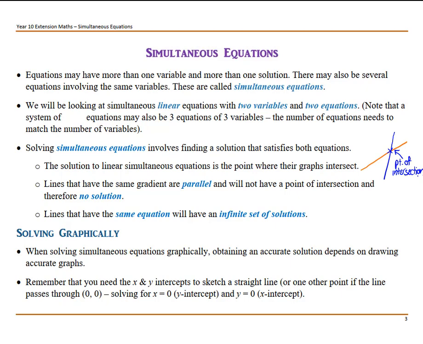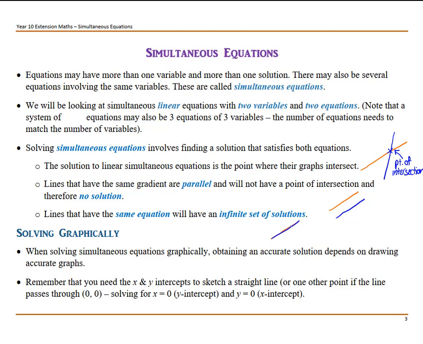Now, lines that have the same gradient are parallel and they won't have an intersection point. So if you have two parallel lines, they are never going to intersect, so they have no solution. Finally, we could have two lines that are identical, so our two lines are on top of each other. They're going to have an infinite set of solutions because every point on that line is also on the other line. So let's start with our first method, which is a nice visual way of seeing what we're doing.